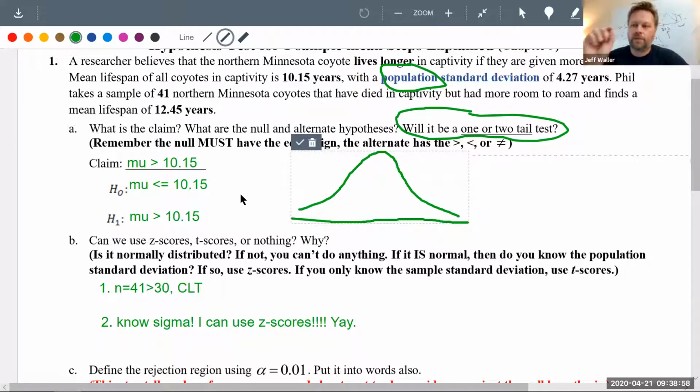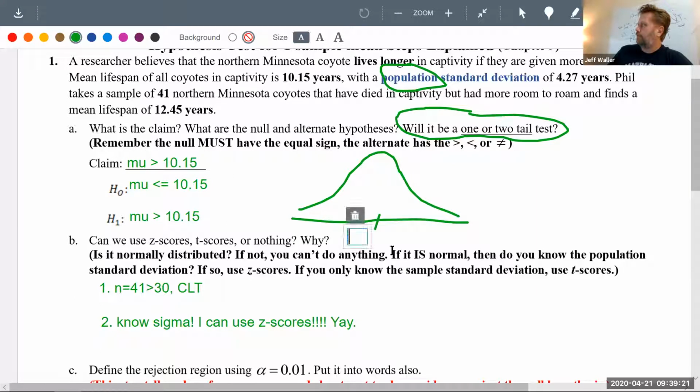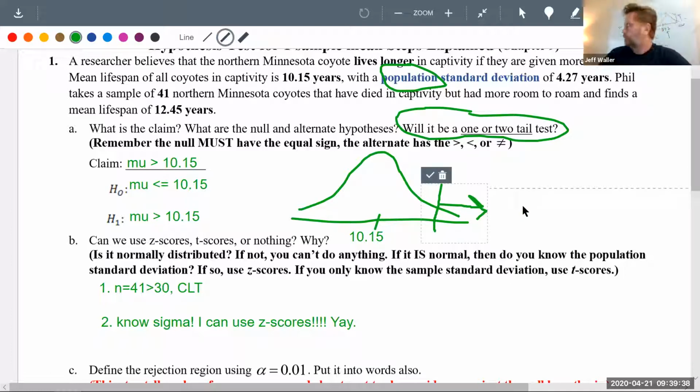Can somebody tell me, please, think about it for a second. You always look at H1 to see where the evidence has to be. Where would the sample have to be to show evidence for H1? Look at what H1 says. So we're going to assume that the mean is 10.15. On the right. Yes, I love it. So to show evidence that it's not 10.15, my sample would have to show up out here somewhere. Because we think it's greater than.